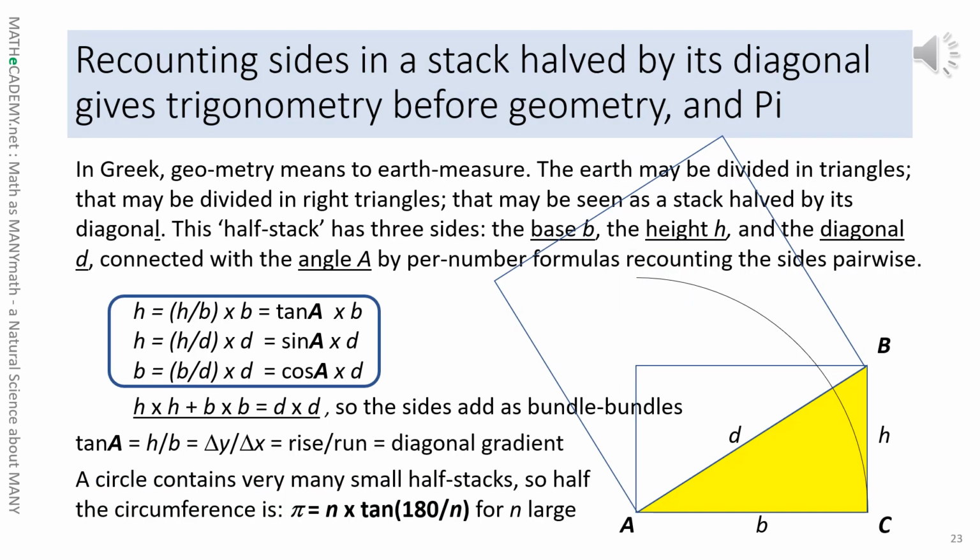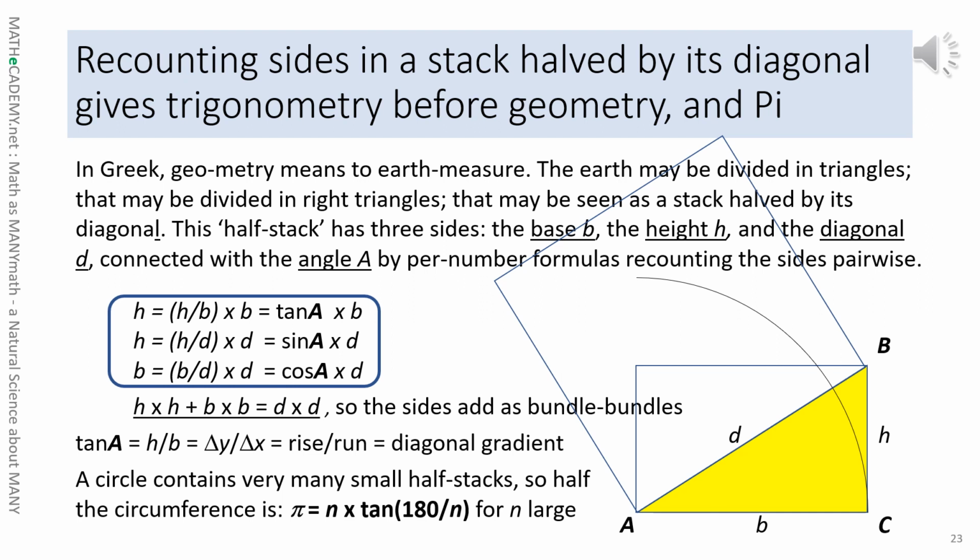Recounting sides in a stack, half by its diagonal, gives trigonometry, before geometry, and pi. In Greek, geometry means to earth measure. The earth may be divided in triangles, that may be divided in right triangles, that may be seen as a stack, half by its diagonal.